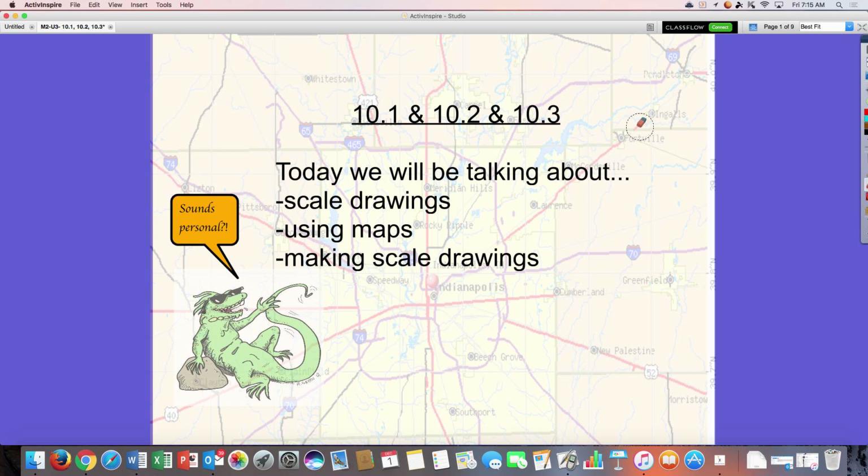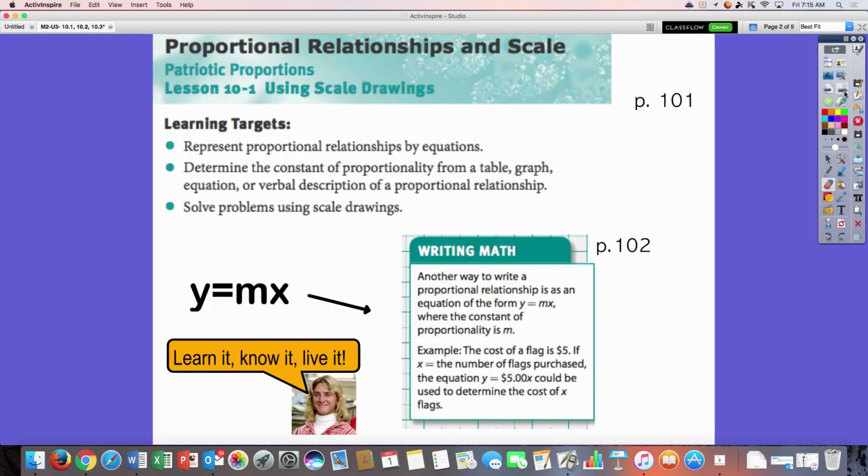That's why the lizard said it sounds personal, because of the scales. You get it? It's like a, okay, yeah. All right, we'll just keep on moving.